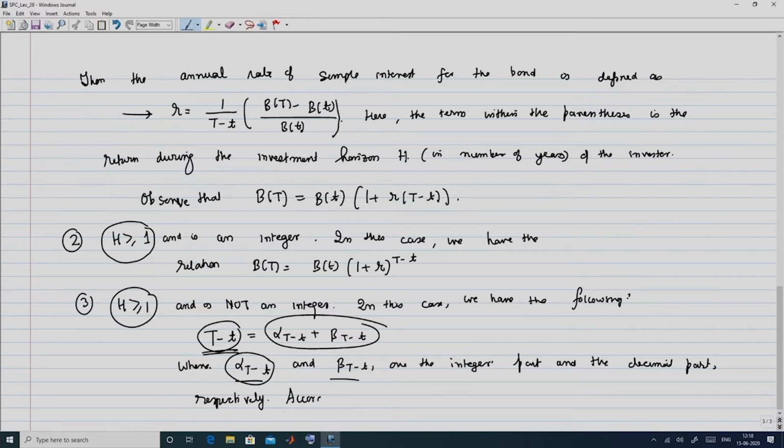So, accordingly we have the following. We have that B of capital T is equal to B of little t into 1 plus R raised to alpha of capital T minus small t, that is 1 plus R raised to the integer part similar to this term here, into 1 plus beta into capital T minus small t into R, something similar to this part. So, it is a combination of both.